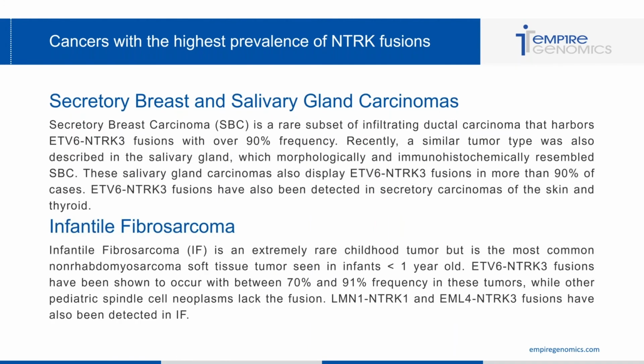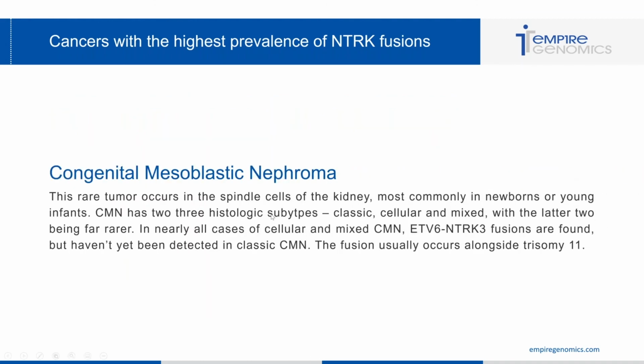Infantile fibrosarcoma is an extremely rare childhood tumor, and the ETV6-NTRK3 fusion has been shown to occur between 70 and 91% frequency in these tumors. The LMNA-NTRK1 fusion and the EML4-NTRK3 fusion have also been associated with infantile fibrosarcoma. Congenital mesoblastic nephroma is a rare tumor that occurs in the kidney and is most commonly found in newborns or young infants. And the ETV6-NTRK3 fusion is found in these types of tumors, and the fusions typically occur alongside a trisomy 11.